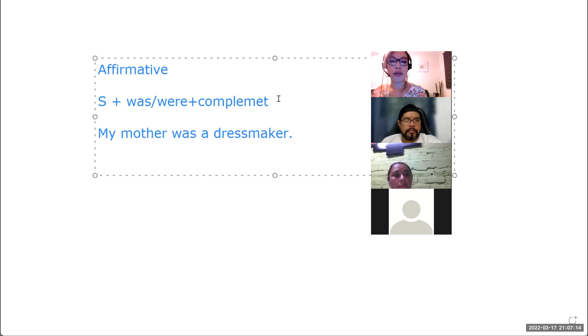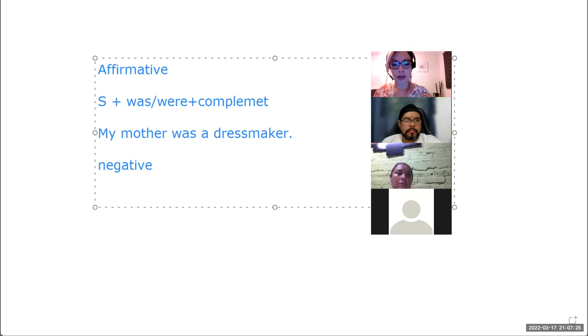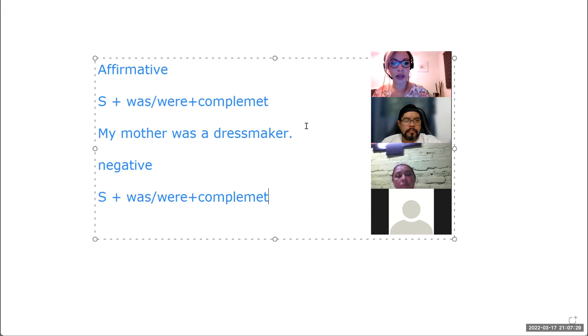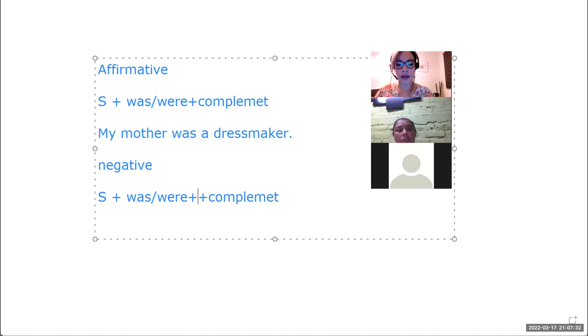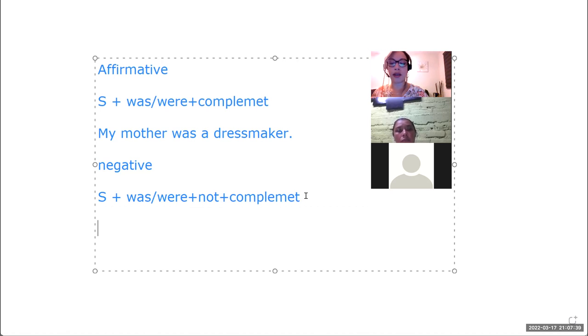Now, what is the structure to make a negative statement? If I want to make a negative statement, what is the structure? It is basically the same. That's the only difference. I need to add not after was or were, and I can make it contracted, right? For example, if I want to say that my mother, decir que ella no era una enfermera, right? My mother was not or wasn't, if we want to make it contracted, my mother wasn't a nurse. Okay.